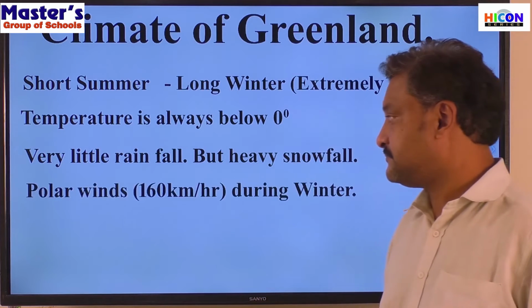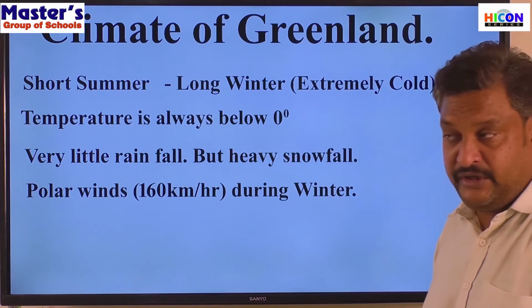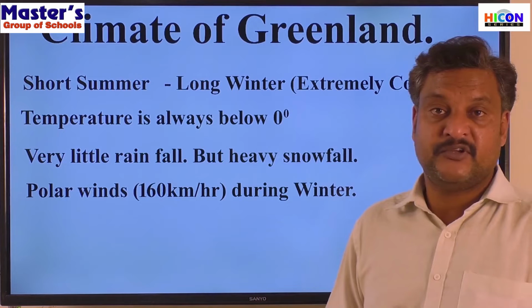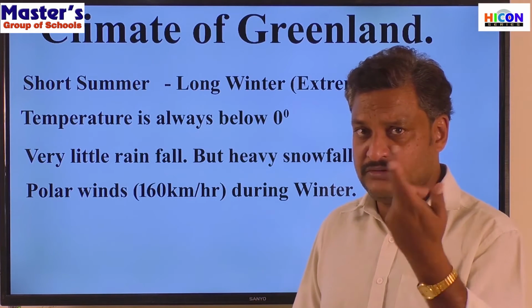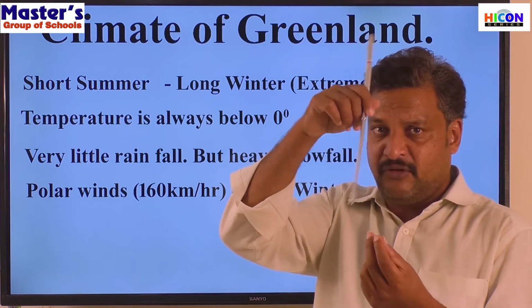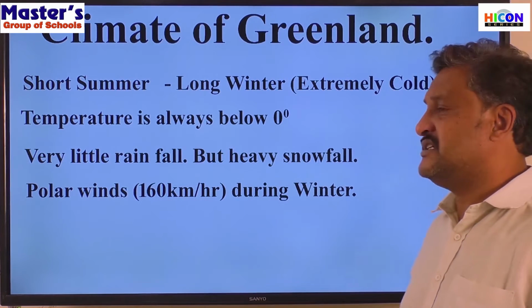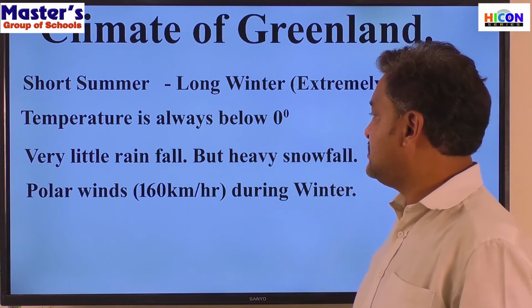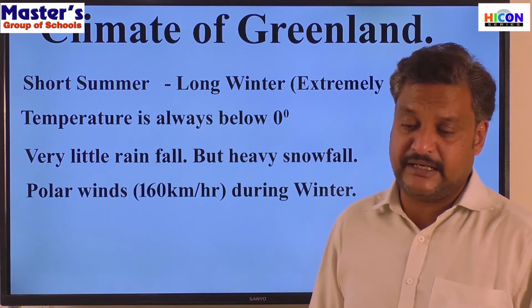Right? Then, polar winds at around 160 kilometers per hour blow from the North Pole to this region throughout the winter. So, very strong winds from the pole. When the earth is rotating, no? So as it rotates, this is a pole region, and the winds form very fast over there, and these winds blow at a speed of around 160 kilometers per hour from the polar region. And these are some of the major features of the climatic conditions of Greenland.